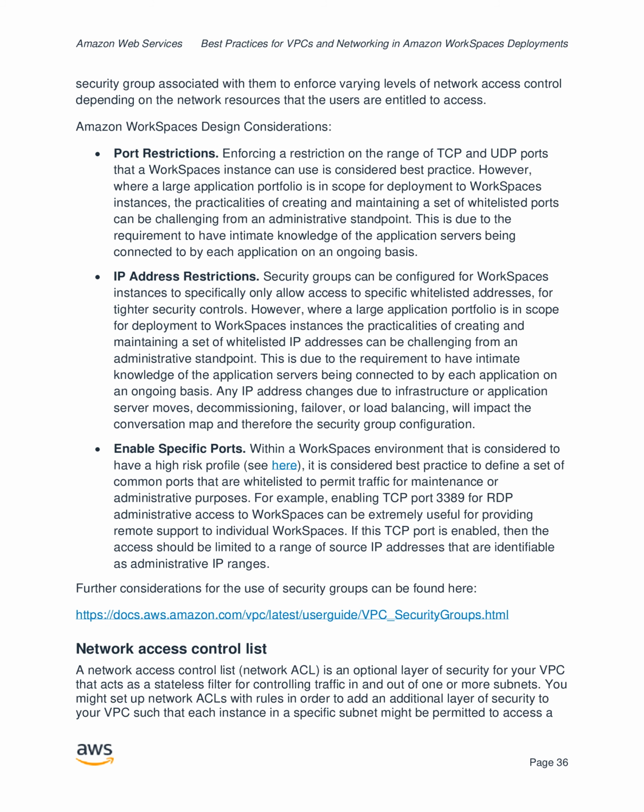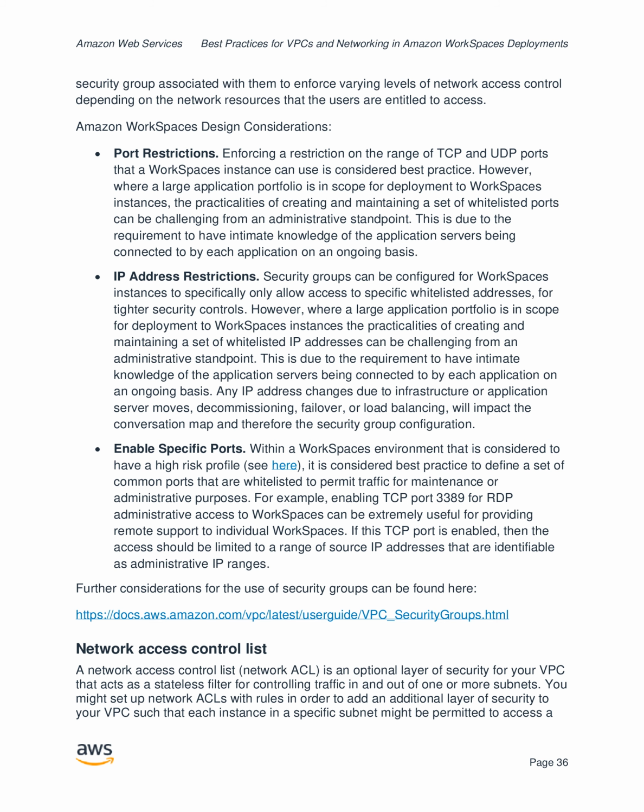Enable specific ports. Within a WorkSpaces environment that is considered to have a high-risk profile, it is considered best practice to define a set of common ports that are whitelisted to permit traffic for maintenance or administrative purposes. For example, enabling TCP port 3389 for RDP administrative access to WorkSpaces can be extremely useful for providing remote support to individual WorkSpaces. If this TCP port is enabled, then the access should be limited to a range of source IP addresses that are identifiable as administrative IP ranges. Further considerations for the use of security groups can be found here.